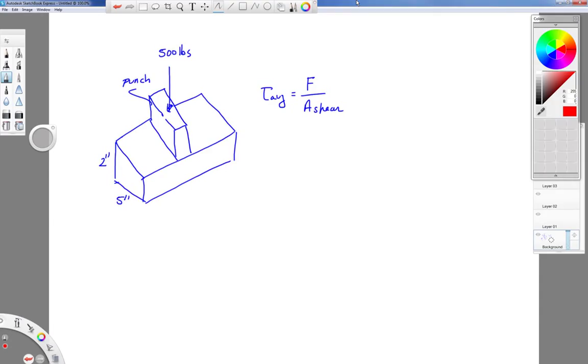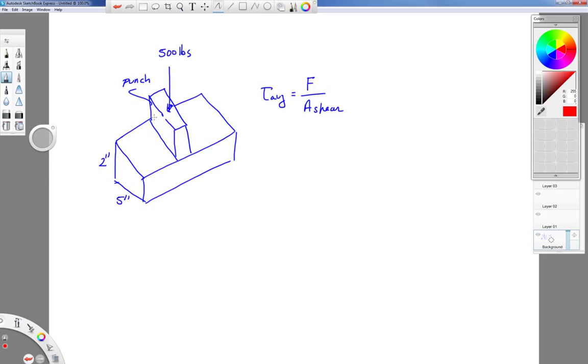Okay, so for this example, we have a punch that has a 500-pound force that's trying to go through a material that's a plate that's 2 inches thick by 5 inches wide. And that punch extends the entire length. Now, so this object is sitting on top of this other plate. And so it's pretty easy to identify the force that we're looking at. It's got 500 pounds on it, so that's going to be on the top of that equation. But next we need to figure out what area in shear.